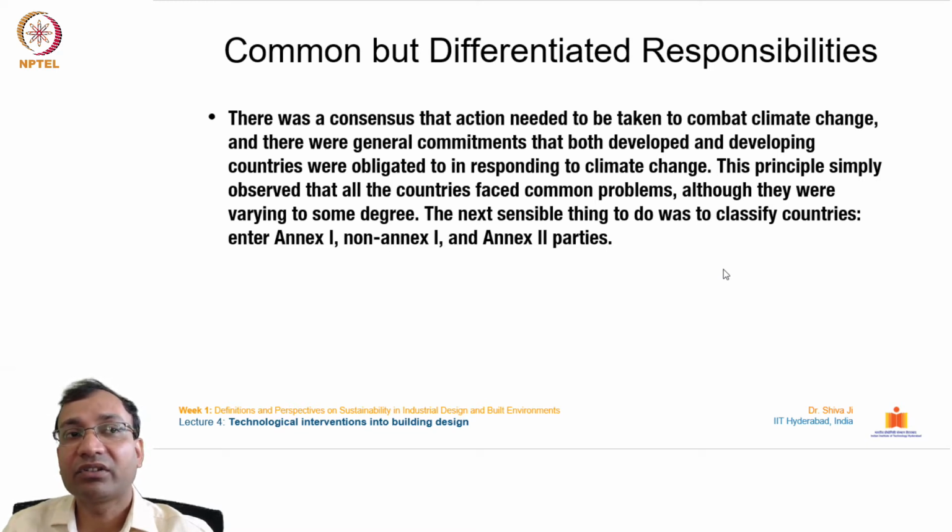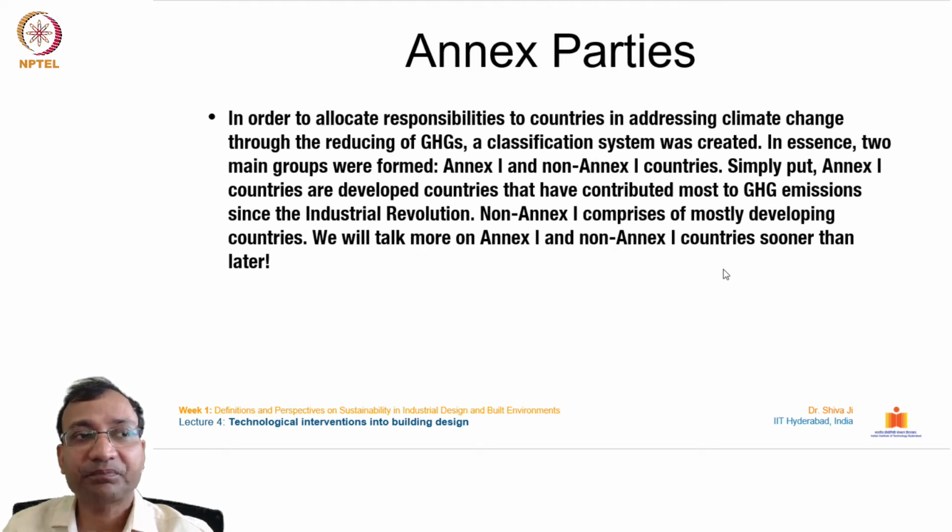And there were general commitments that both developed and developing countries were obligated to in responding to climate change. This principle simply observed that all the countries faced common problems, although they varied to some degree. The next sensible thing to do was to classify countries: Annex 1, Annex 2, and non-Annex 1 countries, etc. Well, Annex parties.